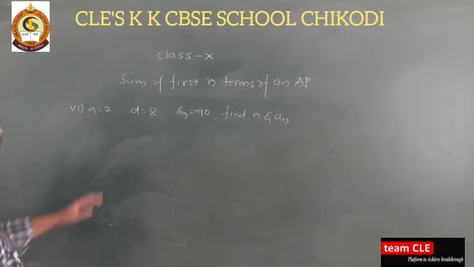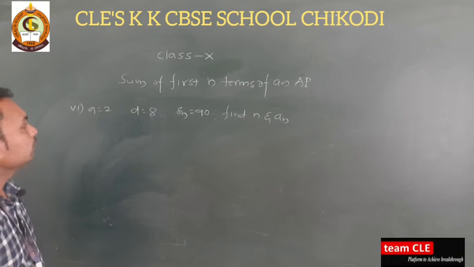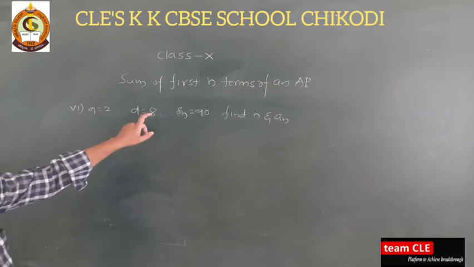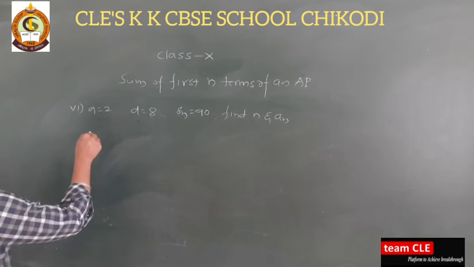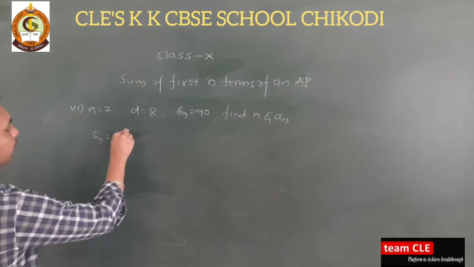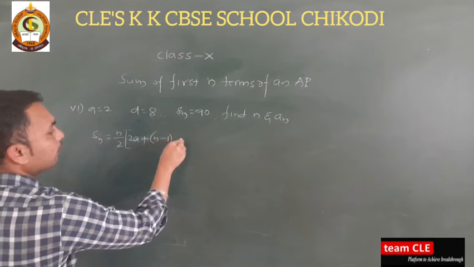Okay. Now see, a we have, d we have, Sn they are given 90, we need to find n and an. So an we can find very easily. So we have a, we have d, nth term also we need to find here. Okay. Now first of all, how can we find n? Can we find by using the Sn formula? Yes, we can find by using the Sn formula. So Sn is equal to n by 2 into bracket of 2a plus n minus 1 into d.